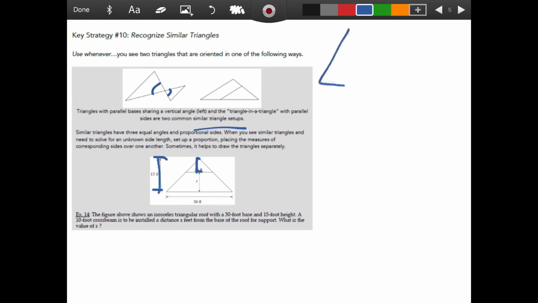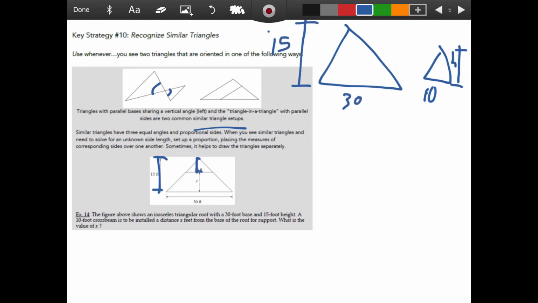But something that may be helpful is to kind of break them apart. So this is 10, that way, that's h. This h is 15, and this is 30 feet. So now we want to set up a proportion. That was the second topic that we studied probably way back in January, and quickly want to set it up.